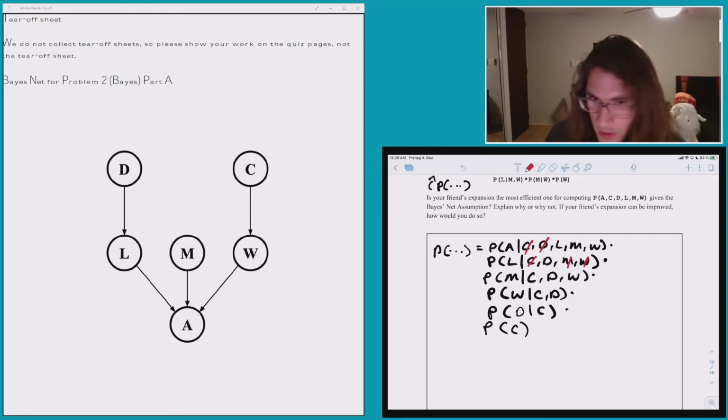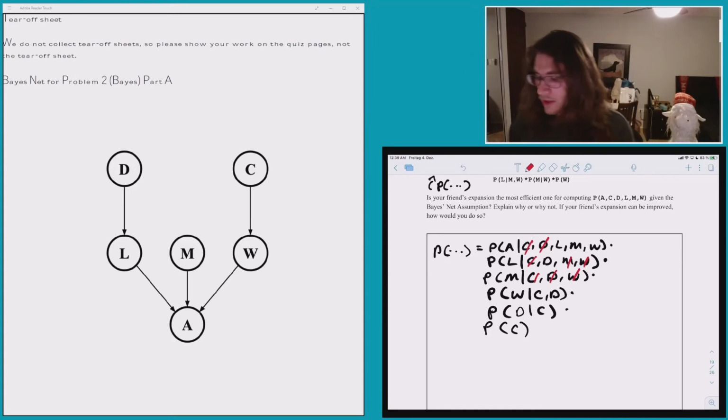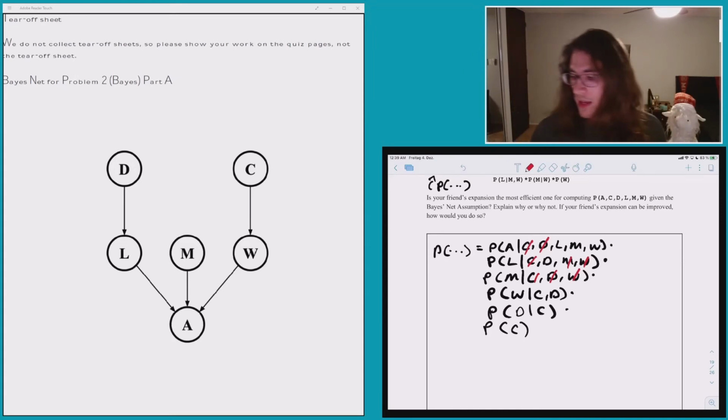In the case of M, technically its parents are none, so if I have a none given, I'm just going to say because its parents are none, it's conditionally independent of those, and you can prove it via D-separation. So is M independent of C given nothing, is M independent of D given nothing, is M independent of W given nothing.